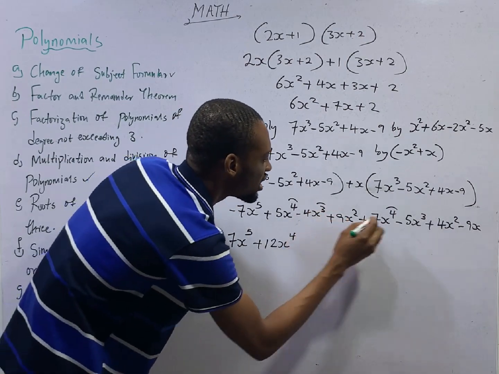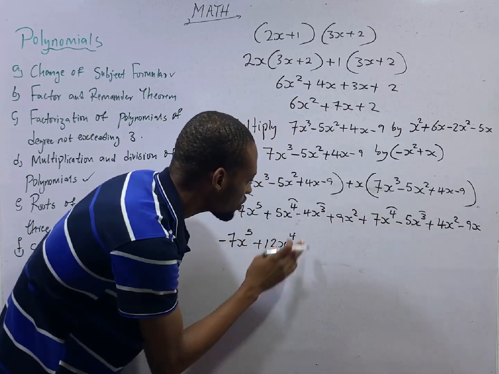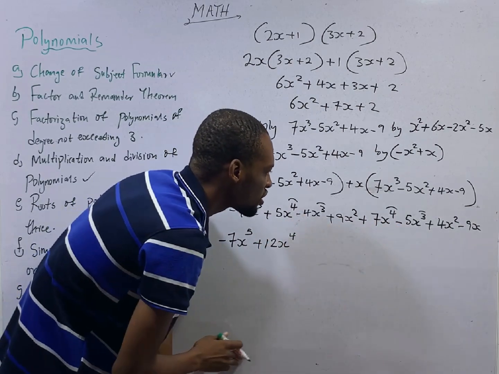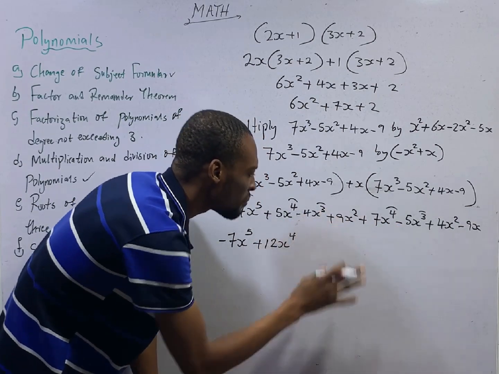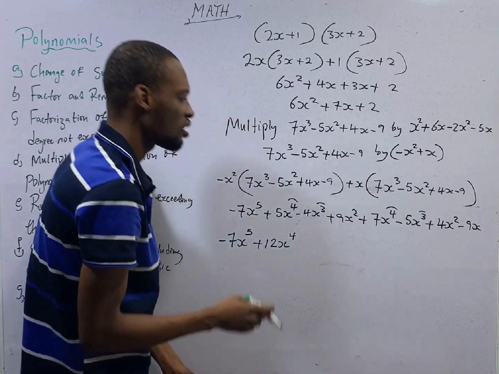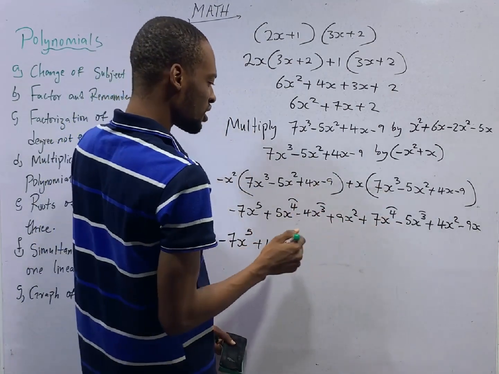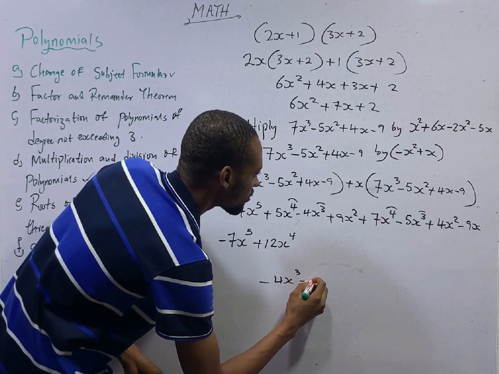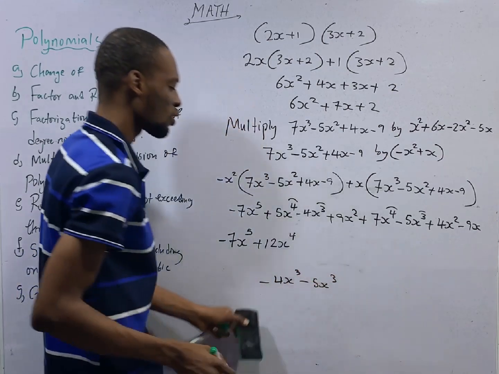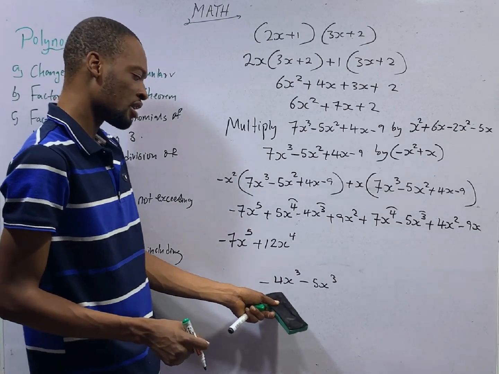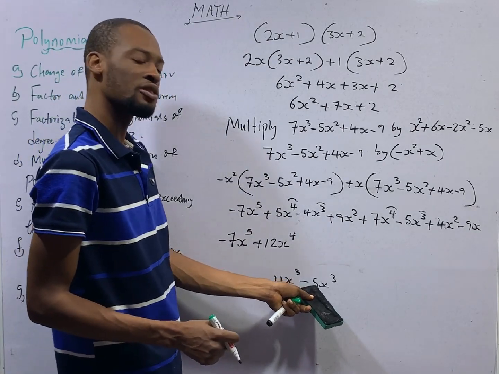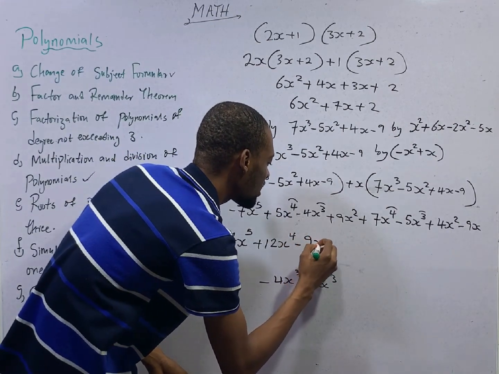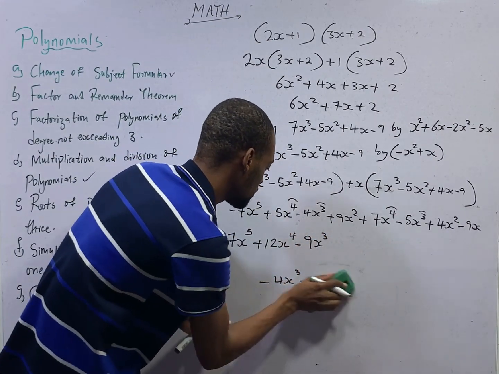Then we have degree 3 here and degree 3 here. Minus 4s raised to the power of 3, minus 5s raised to the power of 3. This is not minus times minus. This is minus 4s raised to the power of 3 minus 5s raised to the power of 3. You are owing 4s raised to the power of 3. You borrowed another 5s raised to the power of 3. You'll be owing 9. So minus 9s raised to the power of 3.